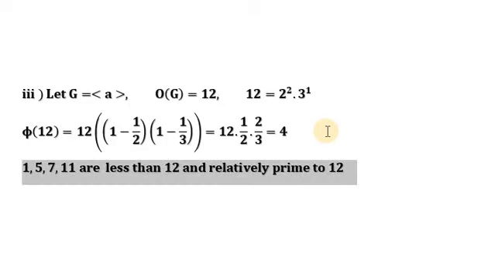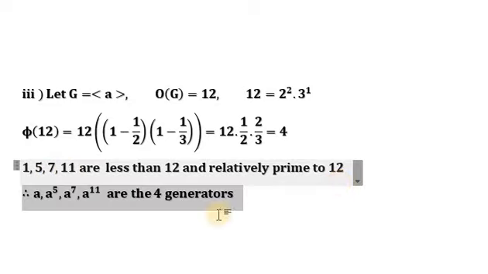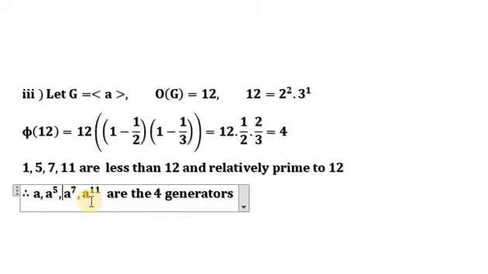Now the numbers which are less than 12 and relatively prime to 12 are 1, 5, 7, 11. So the generators are a, a power of 5, a power of 7, a power of 11. These are the 4 generators.